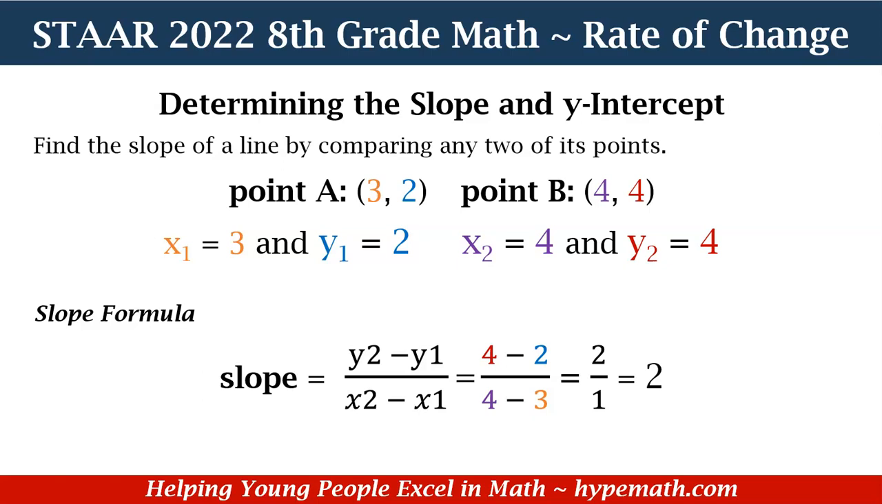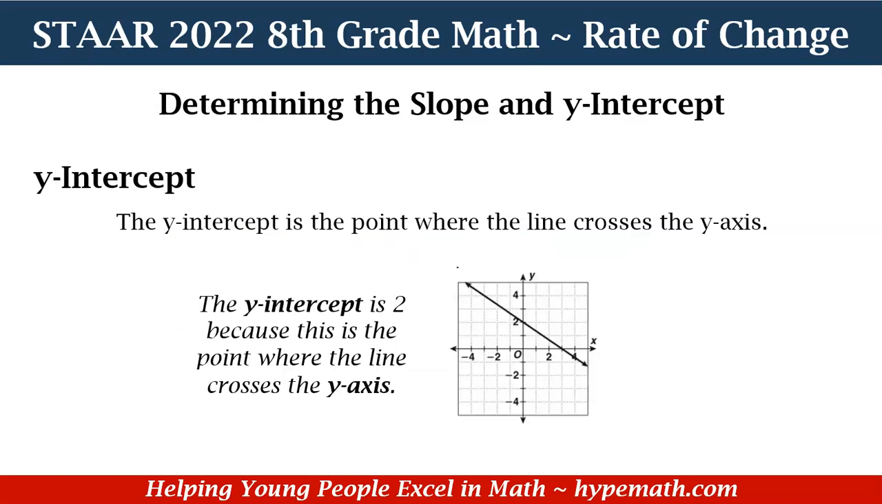We're going to subtract going across. 4 minus 2 is equal to 2. 4 minus 3 is equal to 1. 2 divided by 1 is equal to 2, so our slope is equal to 2. Now let's look at how we find the y-intercept. The y-intercept is the point where the line crosses the y-axis. So in our example, the y-intercept is positive 2 because this is the point where the line crosses the y-axis.